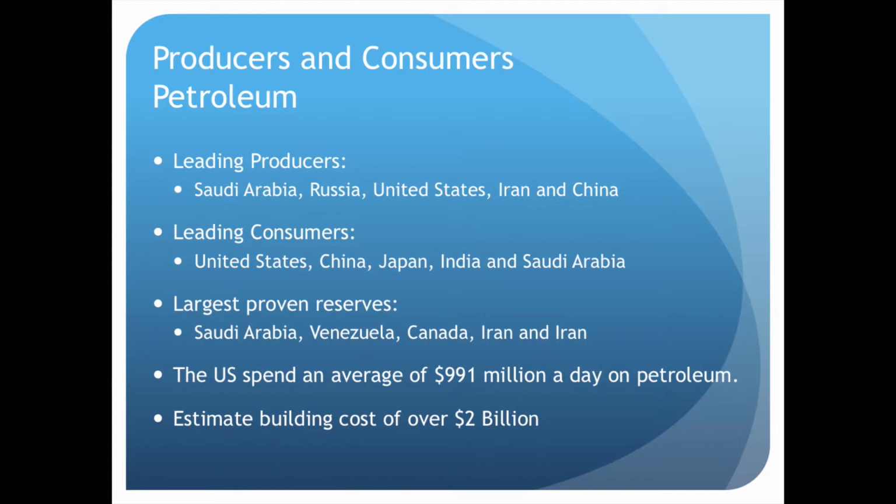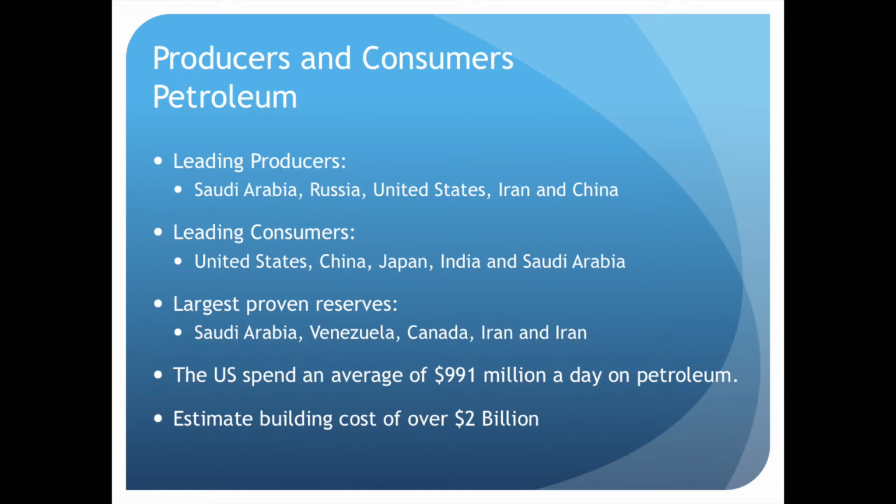The petroleum generation business is widely international, meaning that the leading producers provide to the majority of the world because of the resources only being in specific places and only being able to be refined in specific places. So the leading producers are Saudi Arabia, Russia, United States, Iran, and China, but the leading consumers are the United States, China, Japan, India, and Saudi Arabia, in that order.